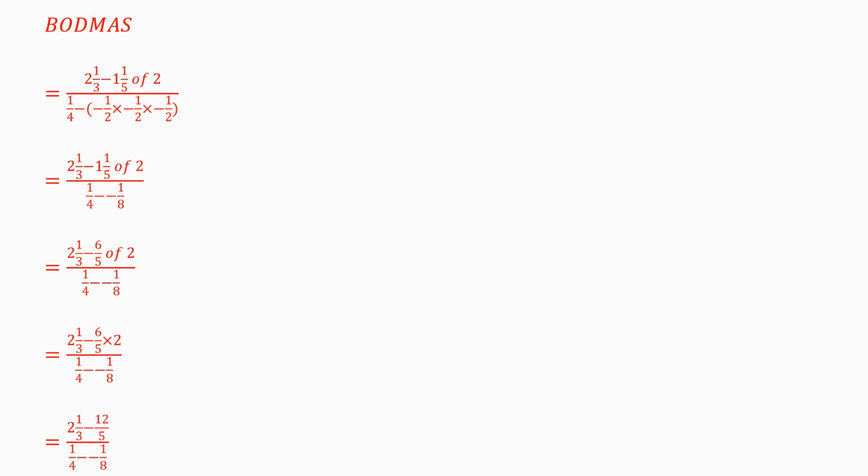Then the next is addition. We currently don't have an addition operation, so we move to subtraction. For subtraction, we have 2 and a third minus 12/5, and 1/4 minus negative 1/8. So we are going to rewrite the 2 and a third as an improper fraction as well. It will be 7/3 minus 12/5 over 1/4 minus negative 1/8.